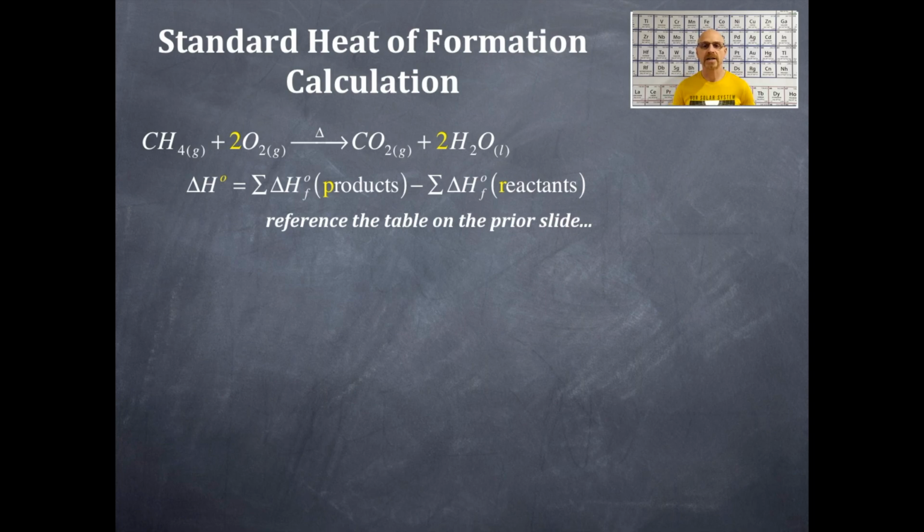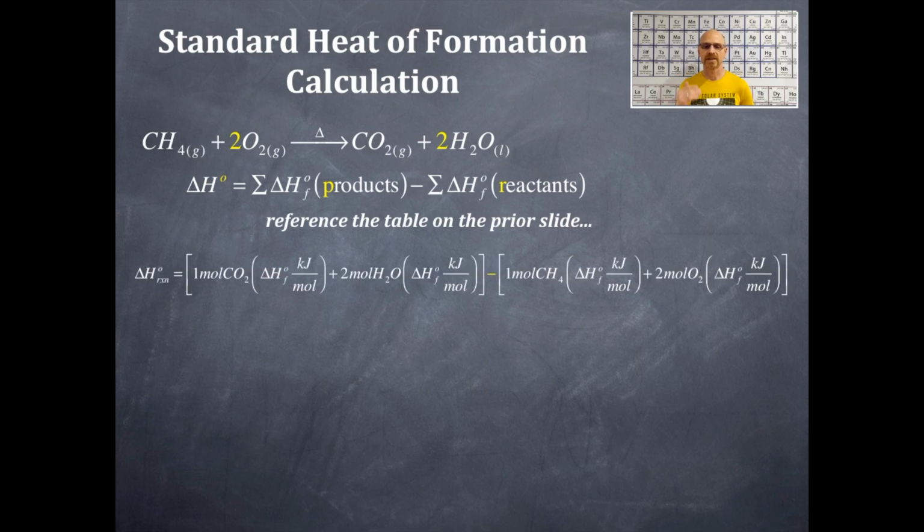So it's products minus reactants. The products are the carbon dioxide and the water. The reactants are the methane and the oxygen. You're going to use the stoichiometry of this problem and the values that were on that previous table. So delta H naught of the reaction is equal to 1 mole of carbon dioxide and its value from the table plus 2 moles of water times the value for that table. Remember, it needs to be in the liquid state, minus 1 mole of methane times the value that's in the table, plus 2 moles of oxygen times the value that's in the table.